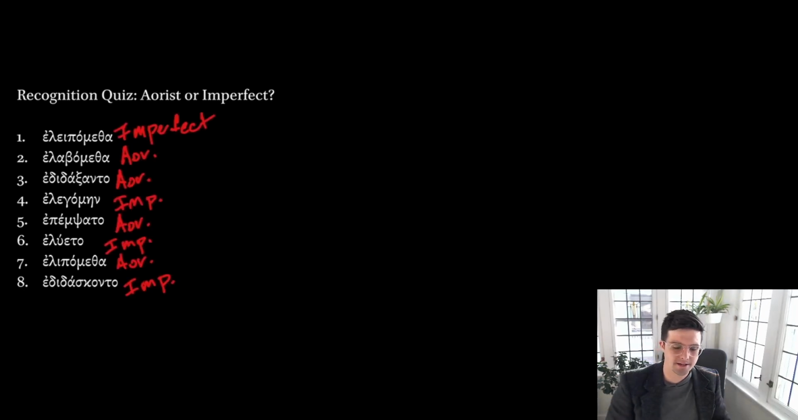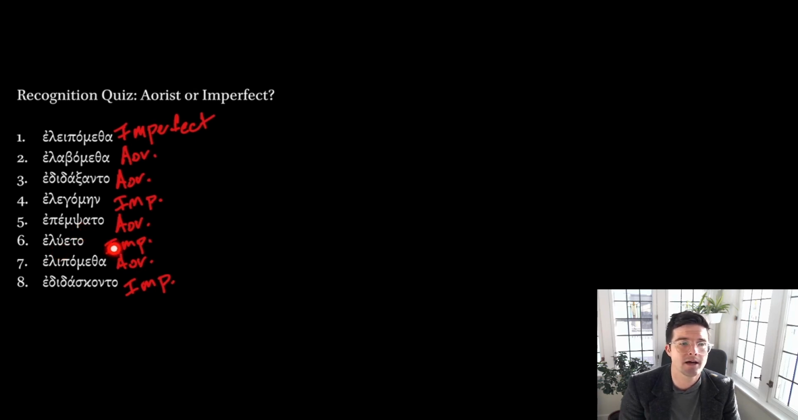All right, so here are the answers. This time I did not include the present tense verb form, but rather just gave you whether it's imperfect or aorist because we did the present tense forms in the last slide. So we have imperfect of elipometha, so the stem of leipo hasn't changed. Aorist for elobometha, lambano has gone to lab. Here we have an aorist from didaxo. Remember we have amalgamation there hiding in that xi. Elegamen is imperfect. The stem of lego hasn't changed. Epempsata is aorist. We once again have the sigma alpha hiding via amalgamation right in there with the psi.